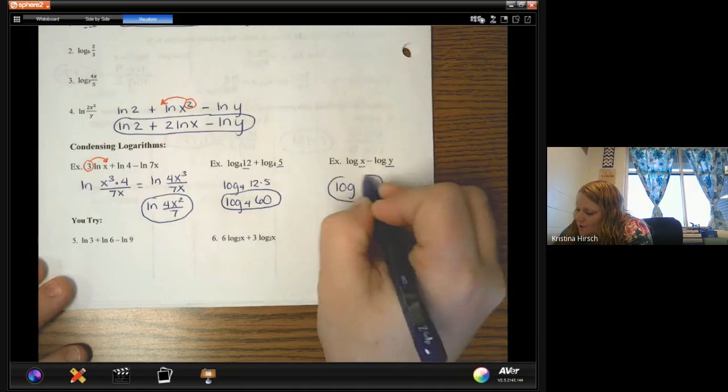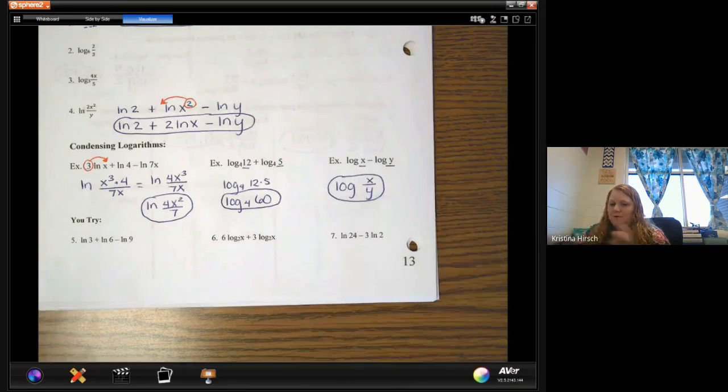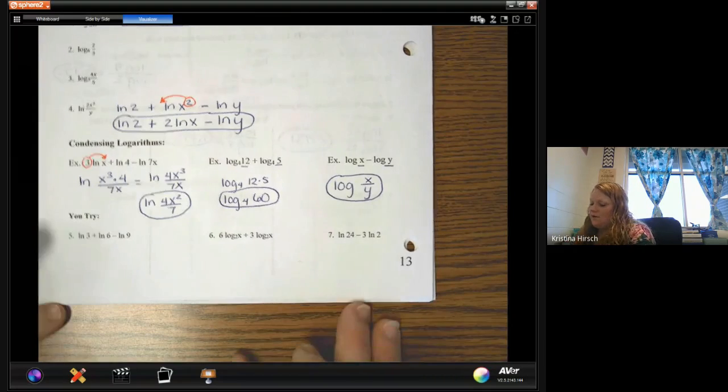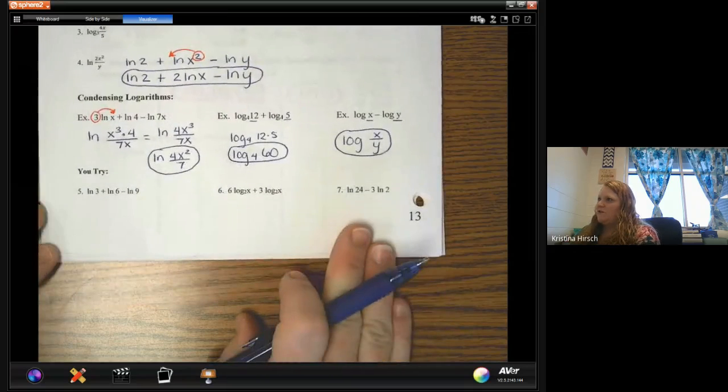All right. So basically whatever the log is, you're going to put that out in the front and then deal with your properties. All right, so let's look at another one. You'll have plenty of practice, so I don't mind doing some more of these.